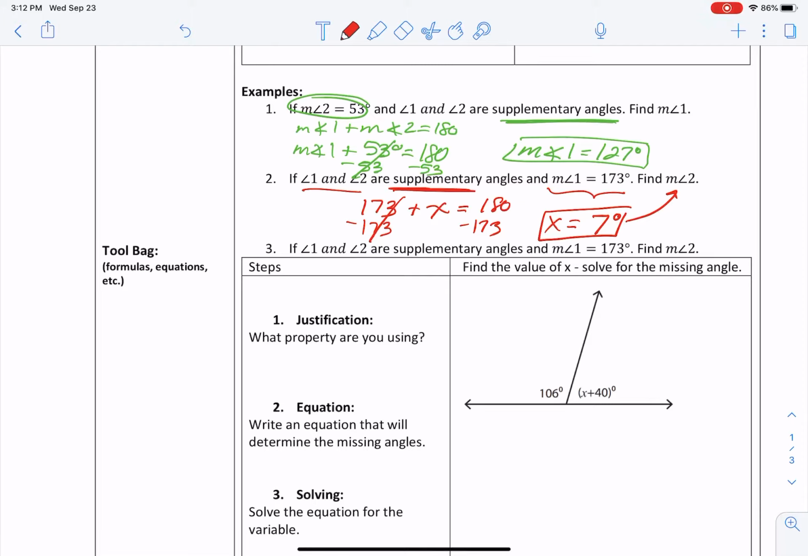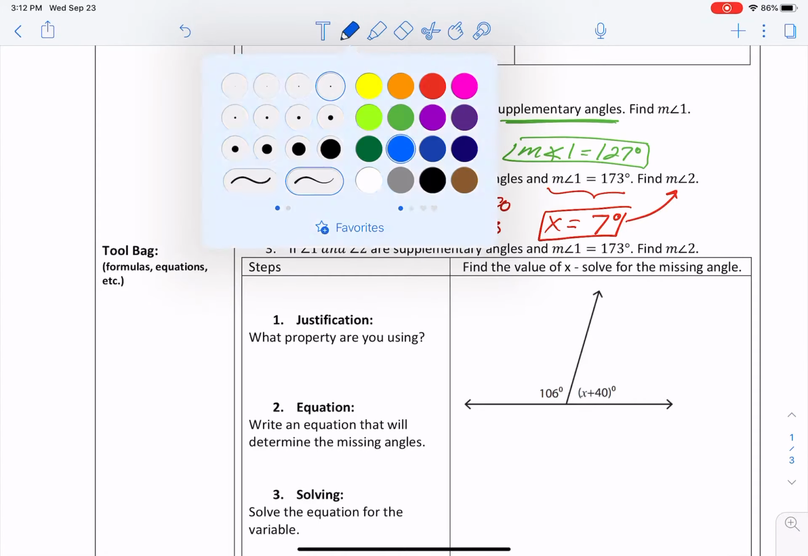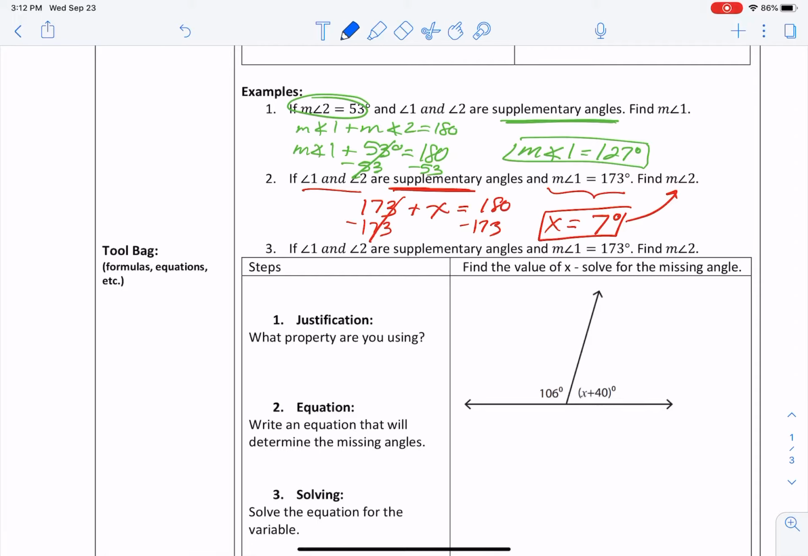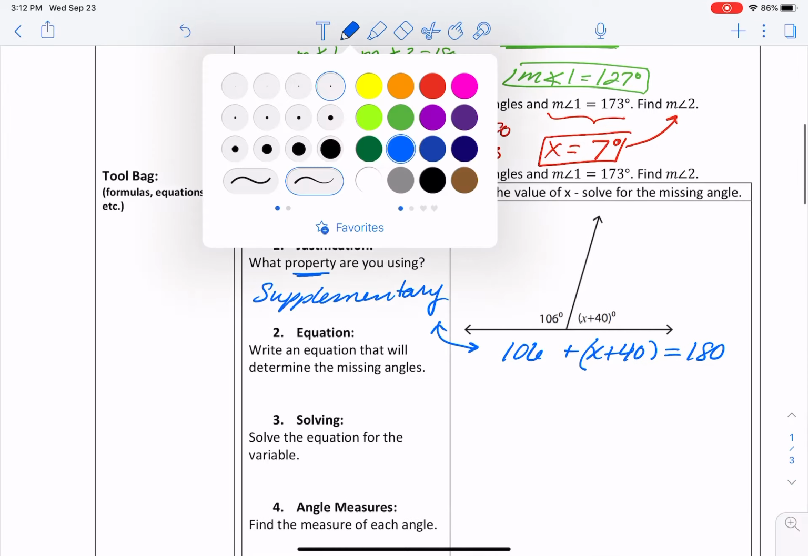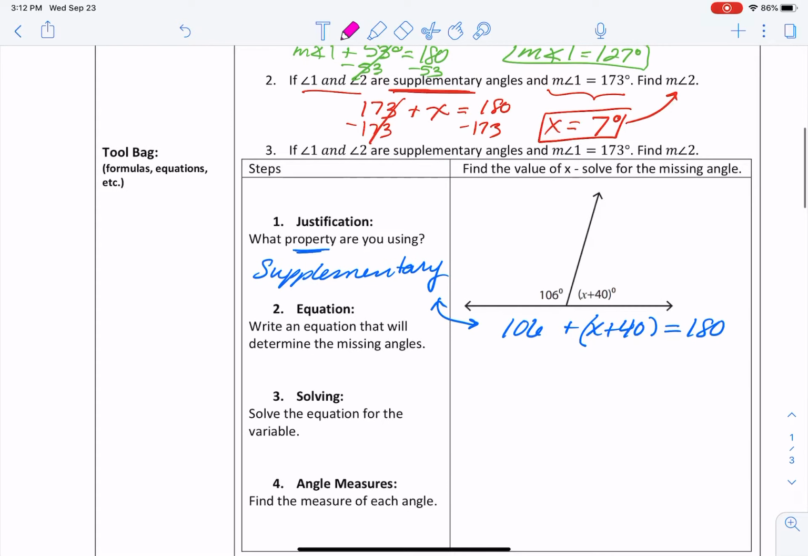So as you solve the problems that you're going through, you want to be able to justify or explain to me why you can set your equation up the way you do. So what property? This is supplementary. That's what allows you to say that 106 plus x plus 40 equals 180. That's what allows you to make that statement. So then we've written the equation that will determine those angles.